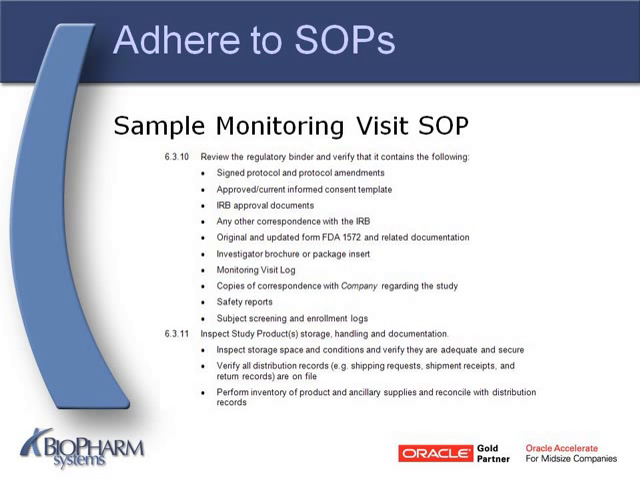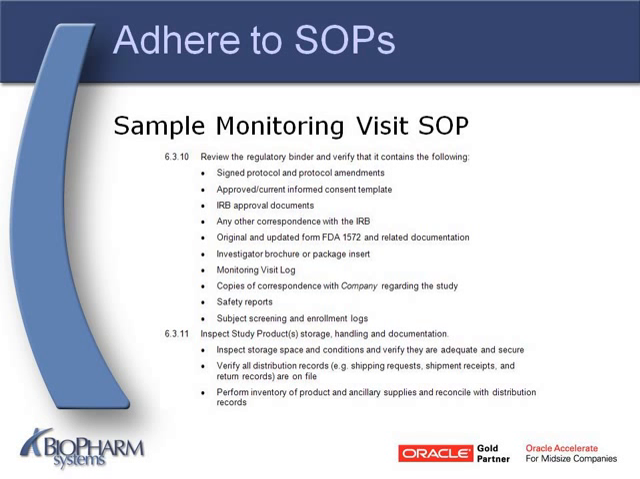To demonstrate how a trip report template can be set up to mirror an SOP, here's a portion of a sample monitoring visit SOP. So you can see that there's two sections. The first section is basically one about regulatory binders and one about the study product. And you can see that there's some items basically set up like checklist items that we're trying to ensure that signed protocol and protocol amendments are at the site, approved current informed consent templates, the approval documents, etc.